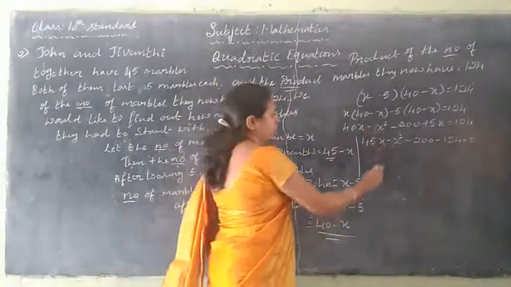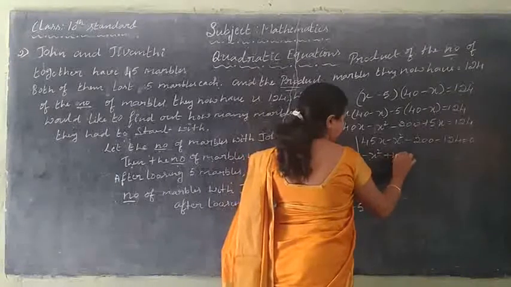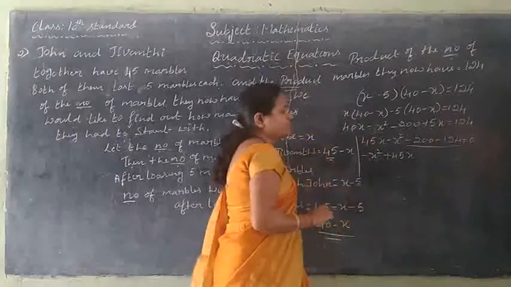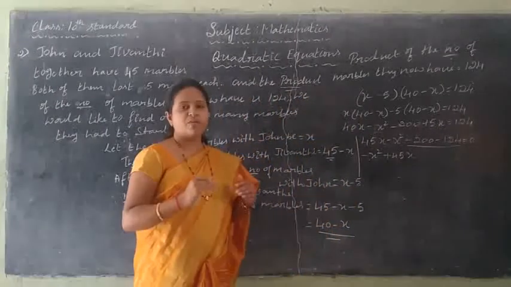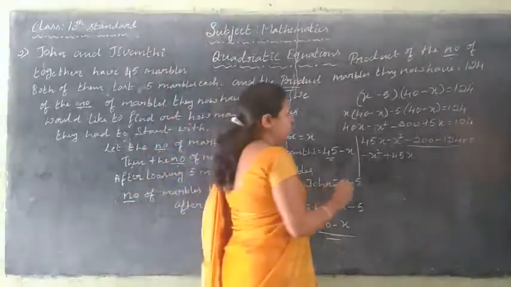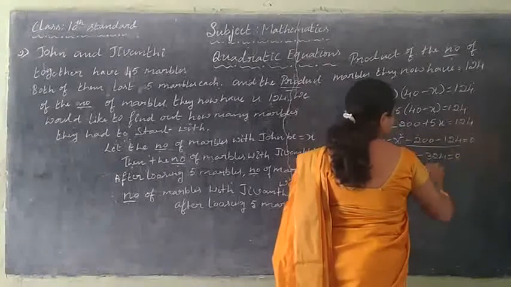Now, write minus x square first. Then plus 45x. See here, both the numbers have a minus sign. When both the numbers have a minus sign, what do we have to do, children? We have to add, isn't it? So it will become minus 324 is equal to 0.